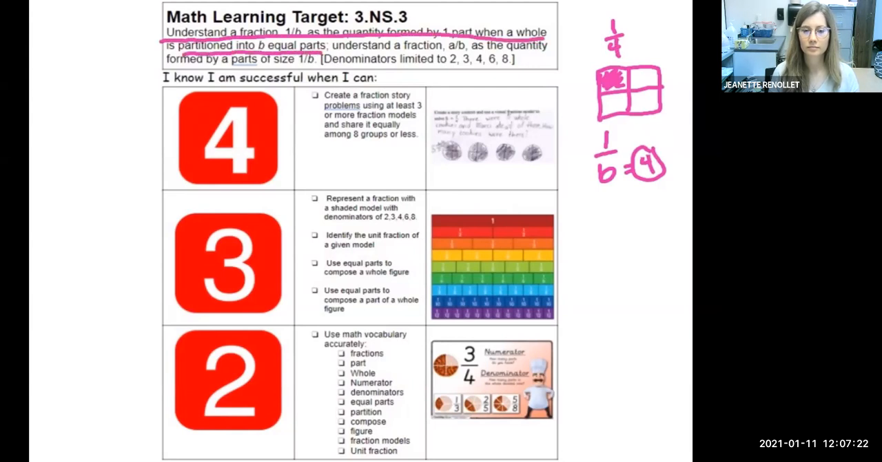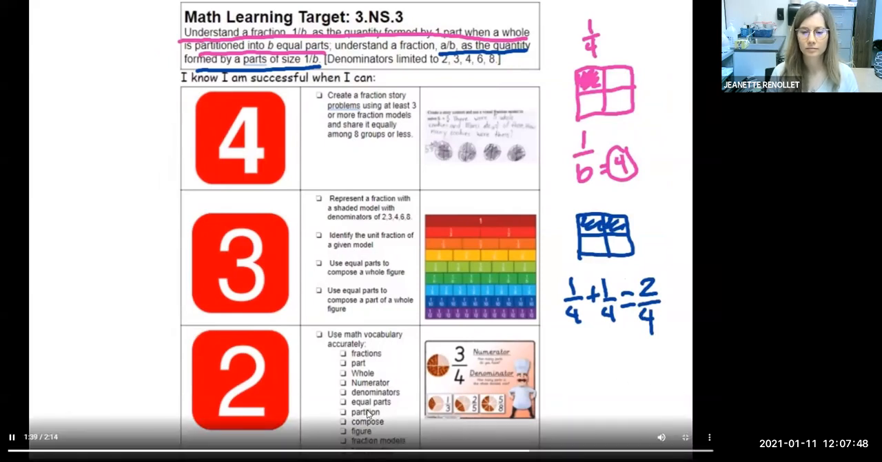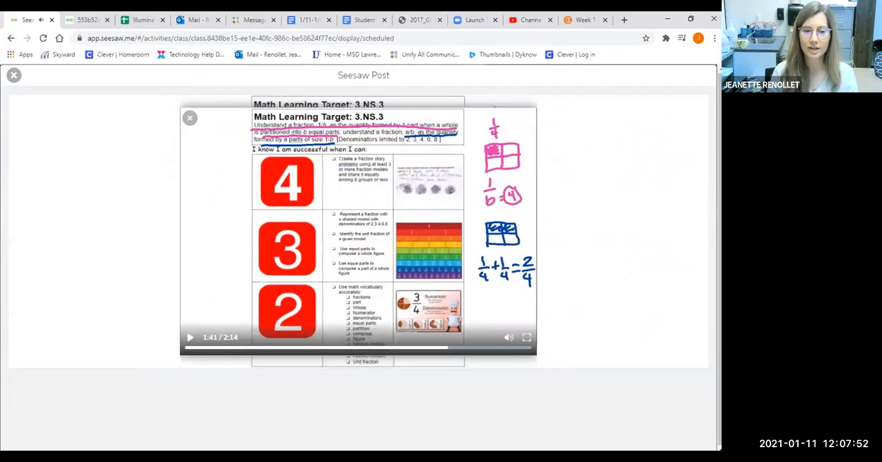We also can understand that a over b as a quantity formed by parts of size 1 over b. So if 1 over b is 1/4, then on this shape here, this is 1/4 plus 1/4, which, as we know, is equal to 2/4. This is what we have been working on. It sounds a lot more complicated than it really is. All right, we're going to stop right there.